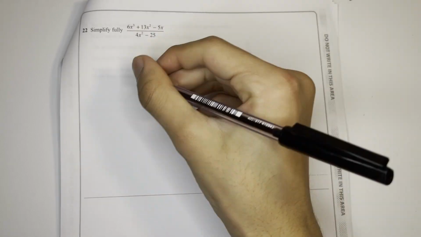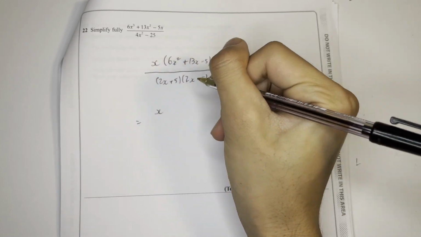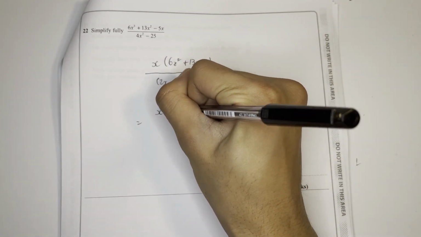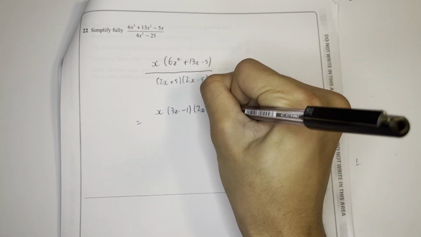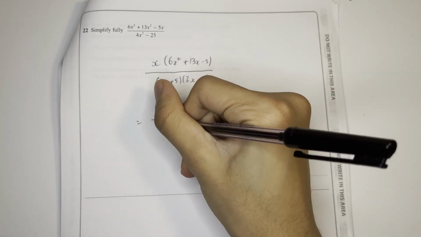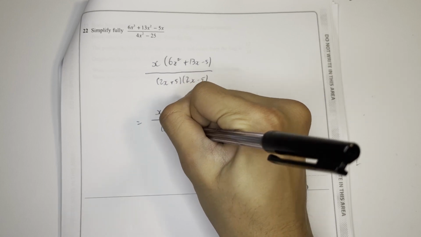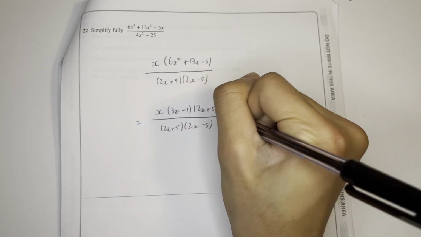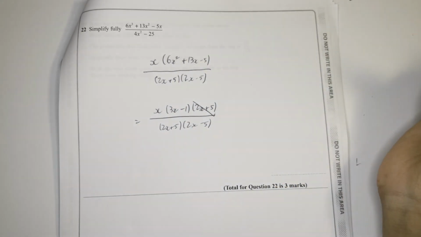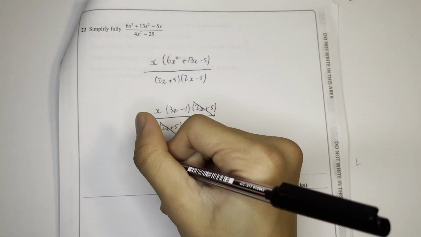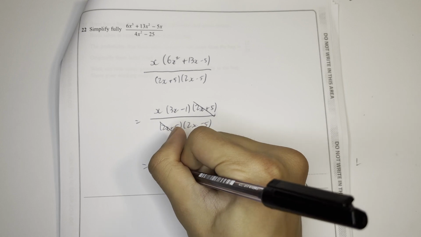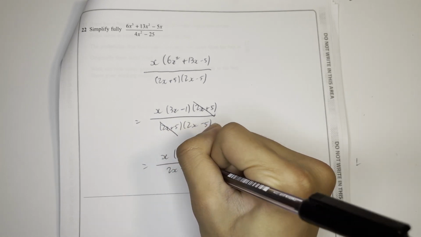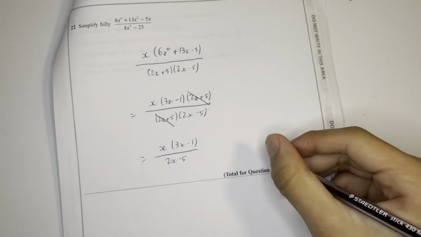We can further factorize the numerator, giving us x times 3x minus 1 times 2x plus 5 all over 2x plus 5 and 2x minus 5. And the 2x plus 5 in the numerator cancels out with the 2x plus 5 in the denominator, leaving us with x times 3x minus 1 over 2x minus 5 as our fully simplified final answer.